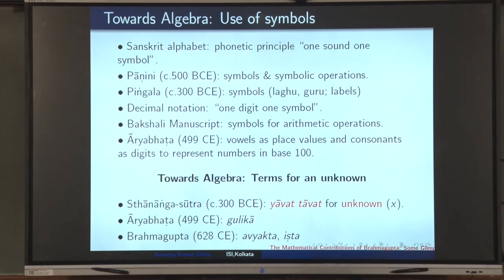And now, what is the definition of algebra given by Dutta Singh? Symbols for unknowns. These are not symbols for unknowns, but unknowns started getting represented. There were terms for unknown. There is a Jaina text which uses yavat tavat for unknown. Aryabhata uses the term gulika. Brahmagupta uses avyakta, ishta, etc., as words.